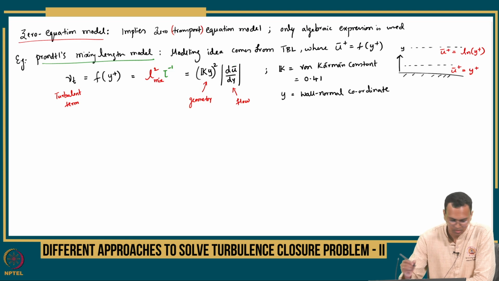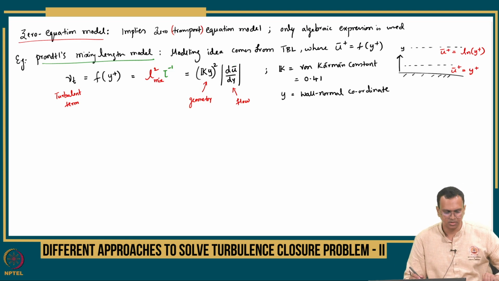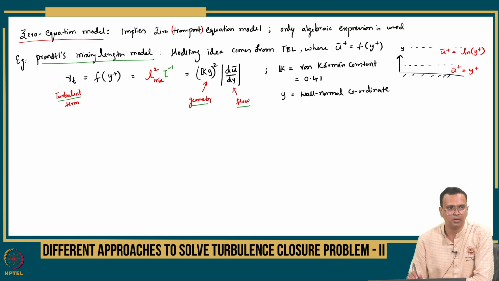There are some advantages of this model, but mostly this model is no longer being used. It's too crude an approach to model turbulence. You already realized that you want a turbulent term, but now you have a geometric length scale and then a flow time scale, so this is becoming non-turbulent basically. The model works, it's simple, but it has more disadvantages than advantages.